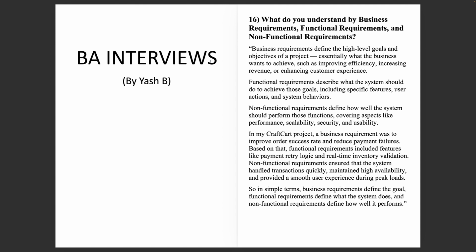Functional requirements explain what the system should do, right? And non-functional requirements explain how well the system should perform. If I give you a very easy real life example, for example, a food delivery app. What would be a business requirement for a food delivery app? We want fast food delivery. The customer wants fast food delivery, right?